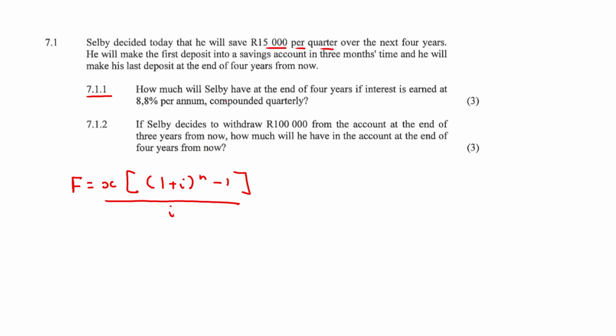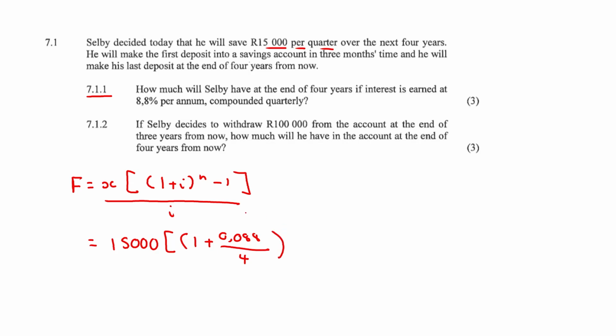So how much will Selby have at the end of 4 years if interest is earned at 8.8% per annum? So we are calculating future value here. Our X value is going to be our installment amount, so it's 15,000 rands per quarter. Open a bracket, 1 plus our I value, which is 8.8% compounded quarterly. As you already know, I prefer to always show my answers with a decimal, 0.088 compounded quarterly, so over 4.